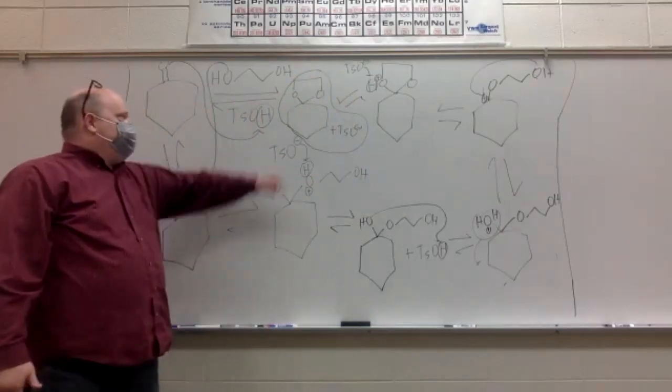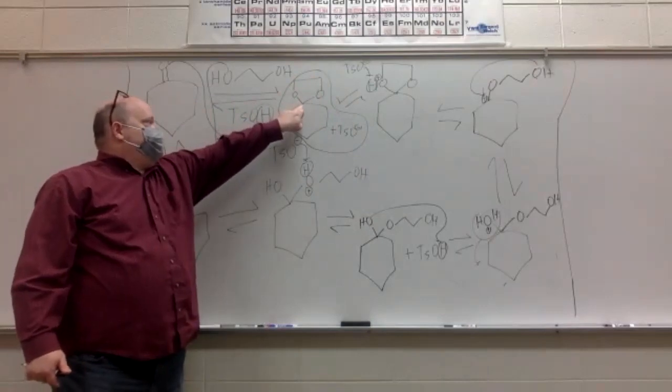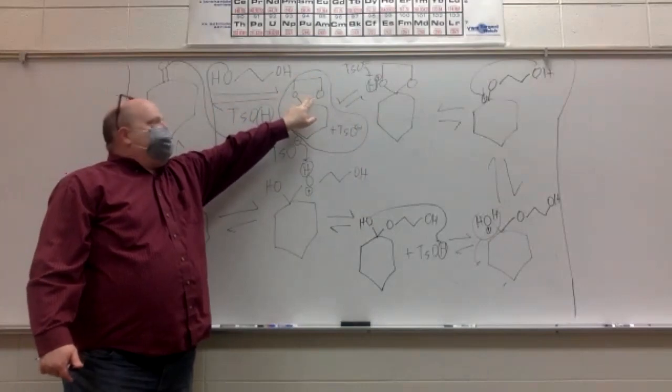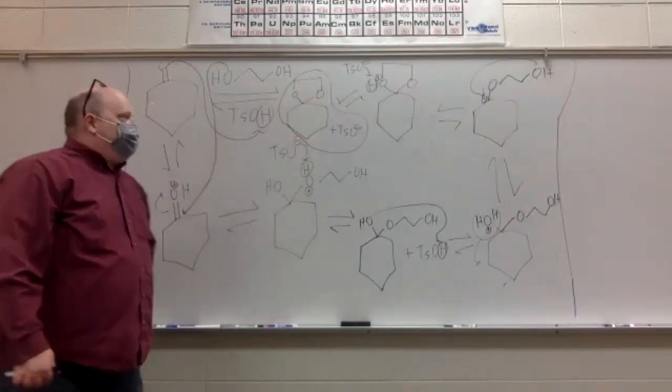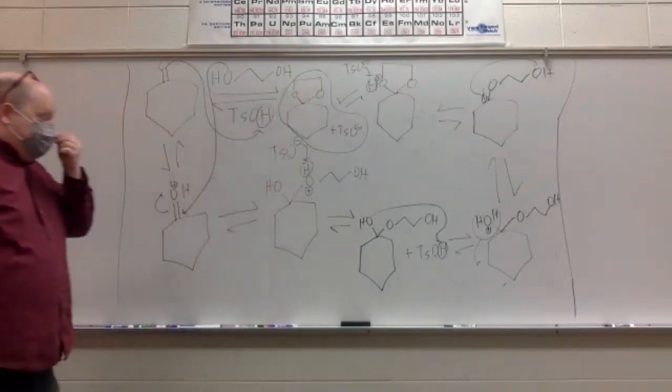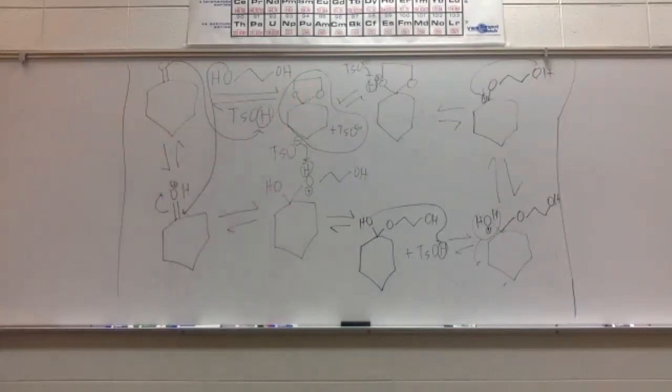And if you look at this, you've got this carbon with two R groups, and even though it looks a little funny, it's got two OR groups. Each half of this ring is basically an OR group. So yes, it does classify as an acetal, specifically a cyclic acetal.